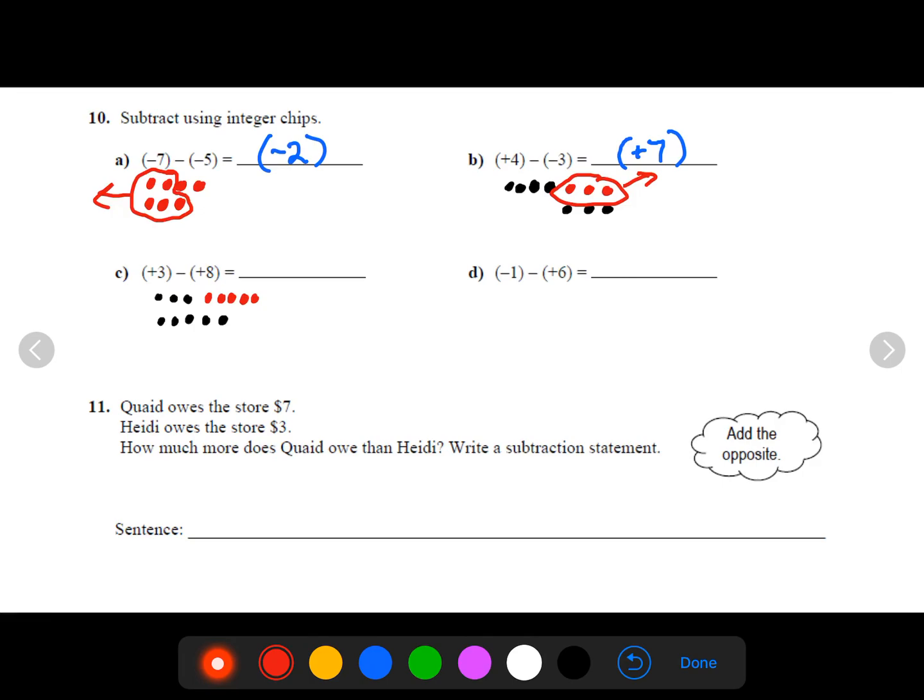And so now this still has the same value as the positive 3 because all I've done is add zero pairs. These 5 match these 5. But now I have a total of 8 here that I can take away. So I can remove these. And then that leaves me with my 5 negative chips. So my answer is negative 5.